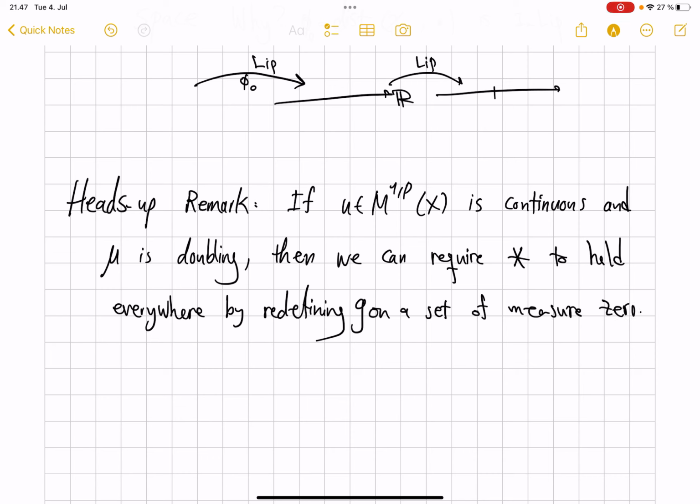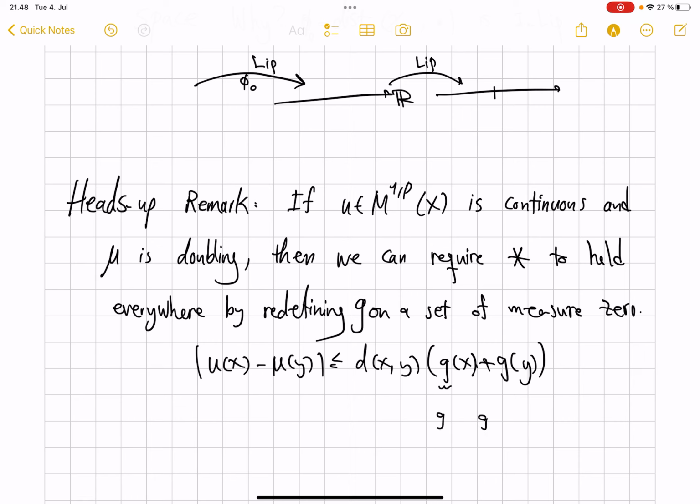So the definition of the Hajlasz functions was that |u(x) minus u(y)| is bounded by distance d(x,y) times (g(x) plus g(y)). We required that this hold for all x and y that are not picked from a certain null set. But under this assumption, we can change g to another one and then require that this inequality holds everywhere. And this change means only redefining on a null set.